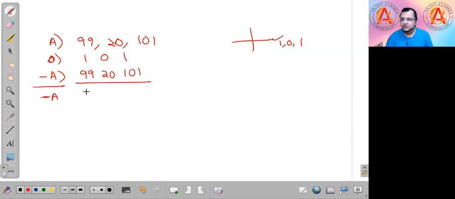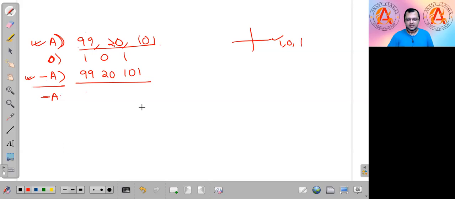Shamali is telling, can you repeat? Repeat which part? Shamali, which one? So that 99, minus 20, 101, this minus A. Okay, so basically what is happening? There is a triple which is given for angle A. I have to find out what will be the triple for minus A.